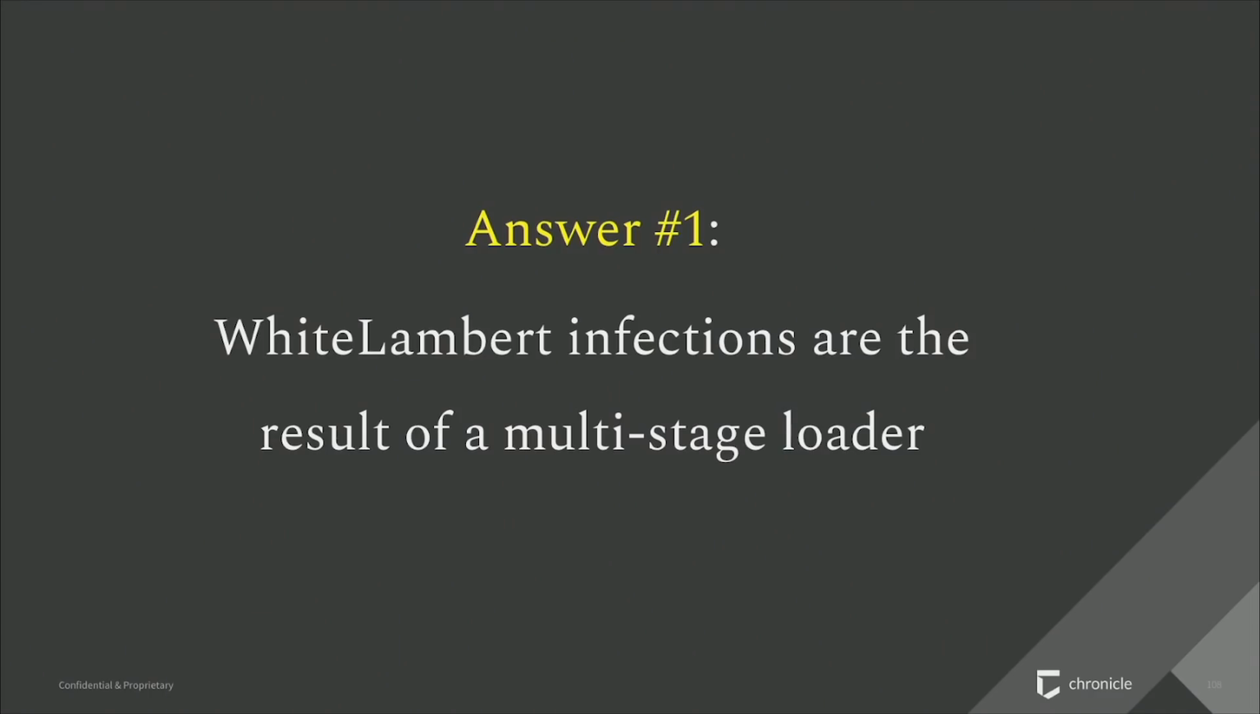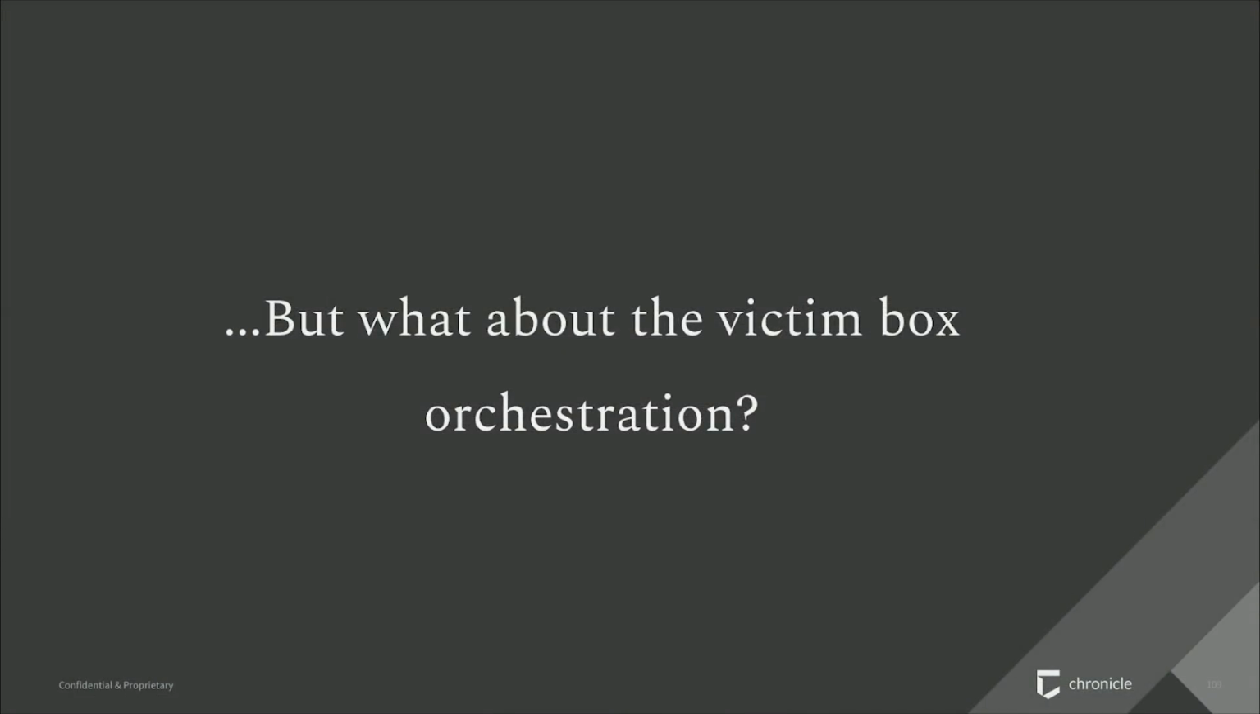So, like I said, White Lambert, we now have an answer that's more of a question in and of itself, but essentially, Tuxedo Lambert is the infection vector for White Lambert. What the infection vector for Tuxedo Lambert is, is an answer for a different talk, presumably. So what happens to the other question, right? Victim box orchestration. How the hell are they doing these other things?